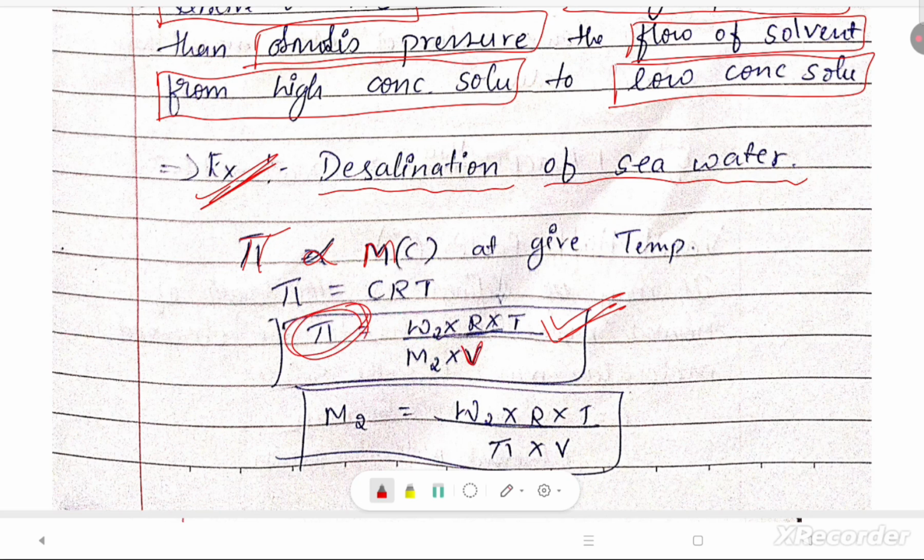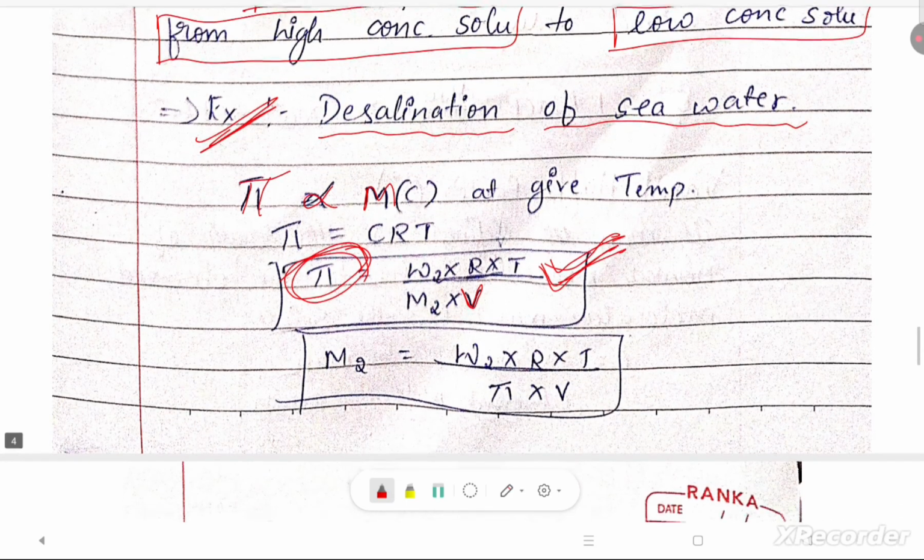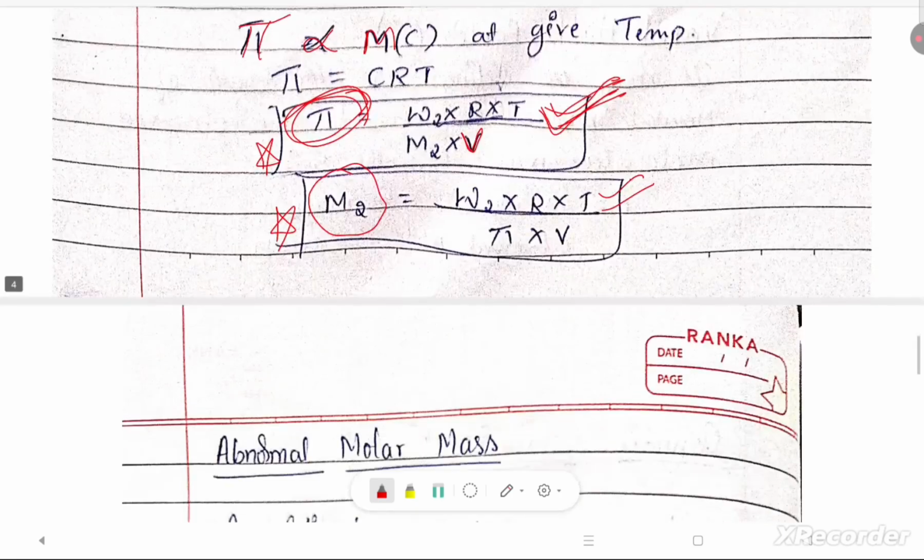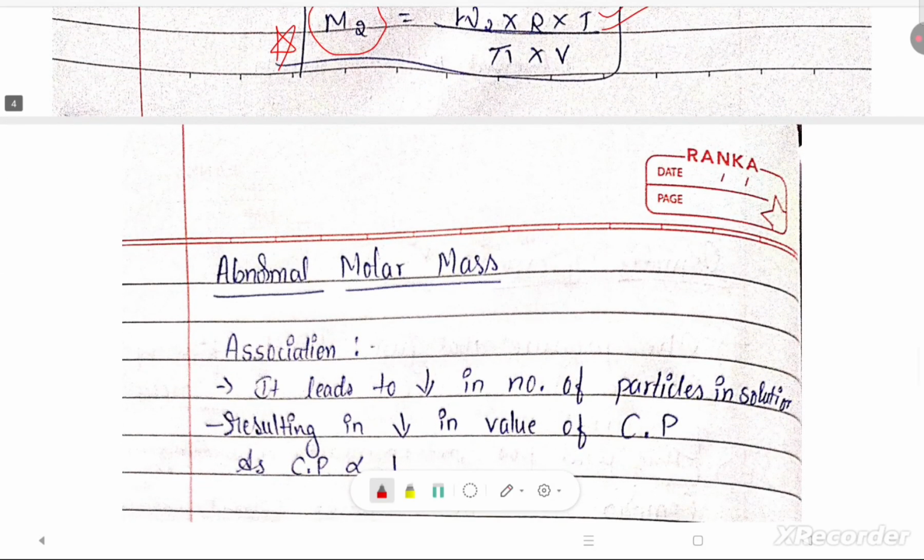So if they ask to calculate osmotic pressure, use this formula. If they ask to calculate molar mass of solute, use this formula. These two formulas are important. Then after colligative property, the next topic is abnormal molar mass. Why is it called abnormal molar mass? It is nothing but abnormal colligative property, also we can call it.